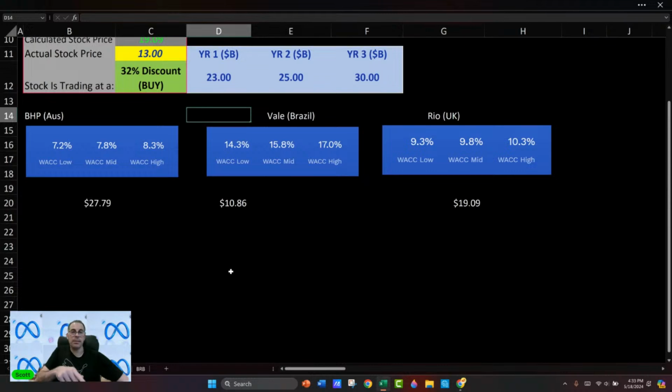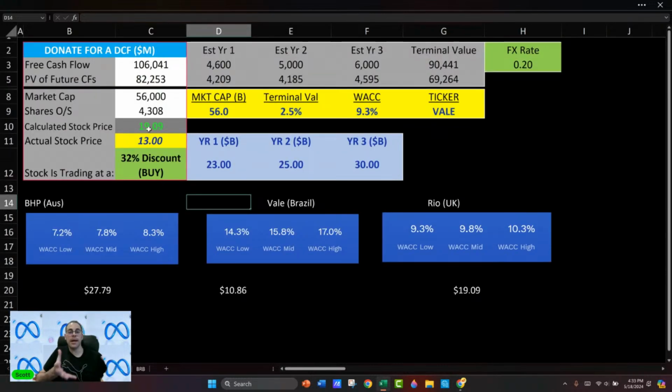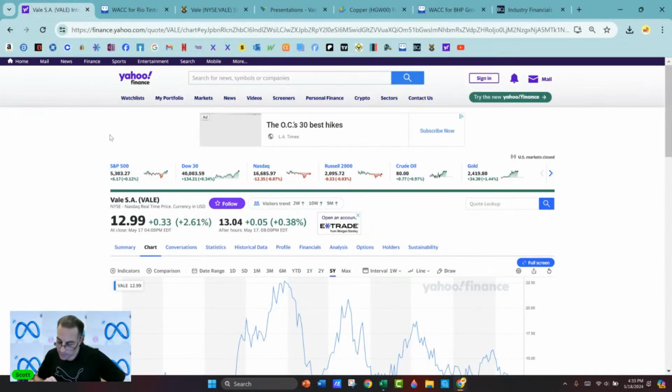But if this company has proven it, they've hit their revenue targets, but the stock just won't go up.